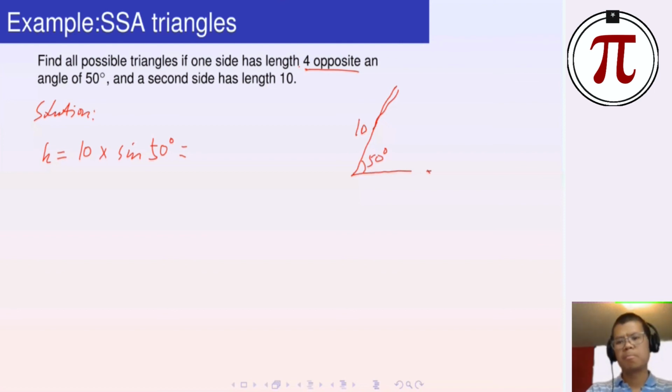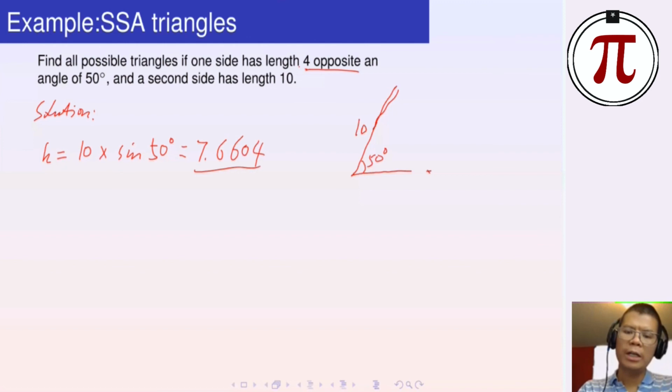What did you get? 7.6 or 7.7. 7.7, yes. But this one is not the final answer, right? It's not the final answer. So you can just use as accurate as you want to. So let's just use this one, okay?